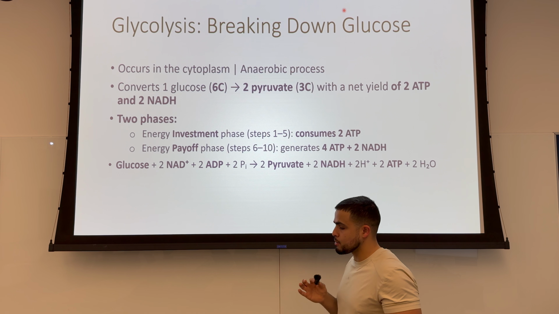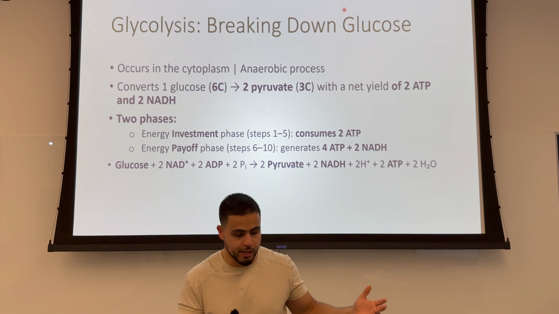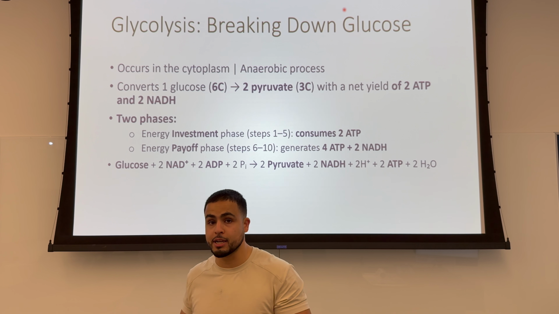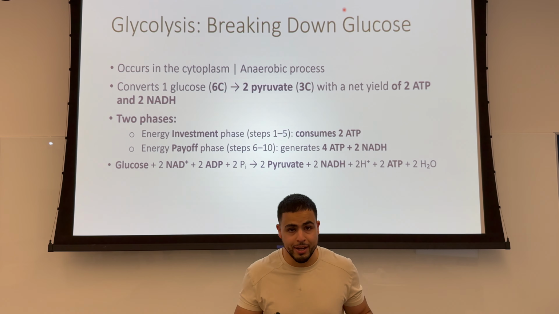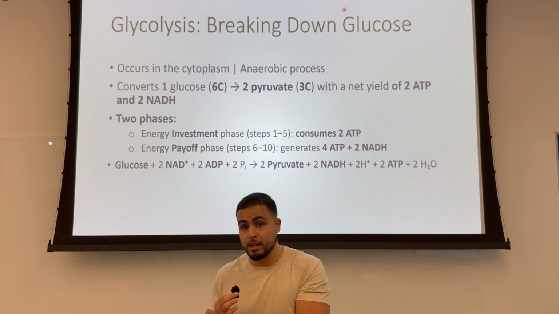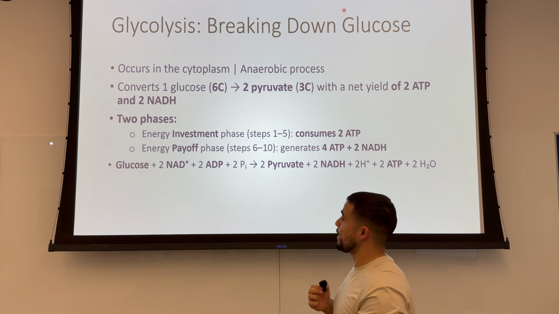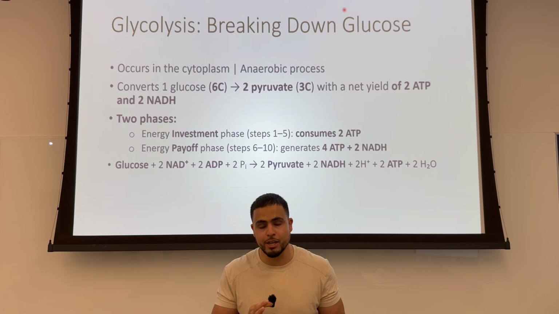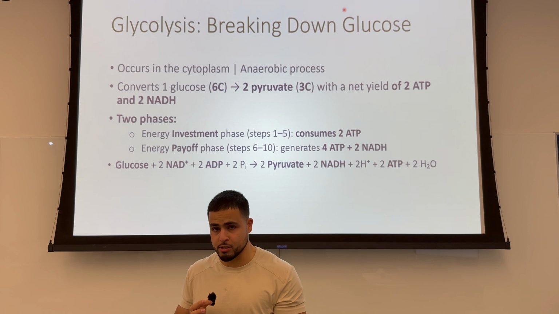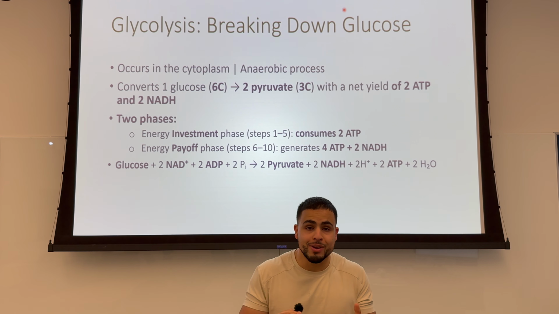So glycolysis is the process of breaking down glucose. Glucose, lysis, breaking down. So breaking down glucose into what? Into two 3-carbon molecules. So glucose is a 6-carbon molecule, and the two 3-carbon molecules are 2 pyruvate molecules. In the process, you get 2 NADHs and 2 ATPs. Or to be more accurate, you net 2 ATPs.